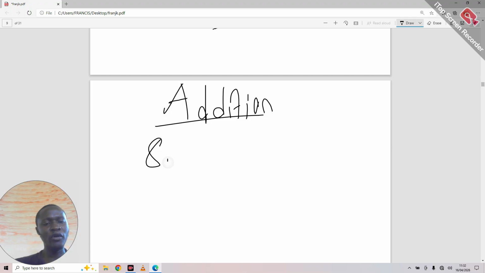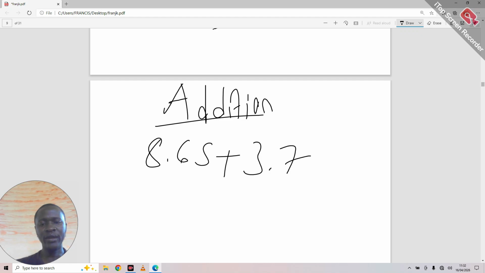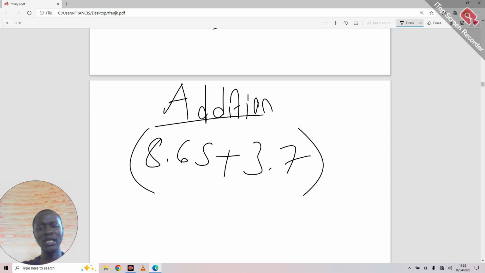Odhiambo added 8.65 and 3.7. What was the absolute error in Odhiambo's addition? This one is a combined number. So if it is a combined number, you know the formula to use.